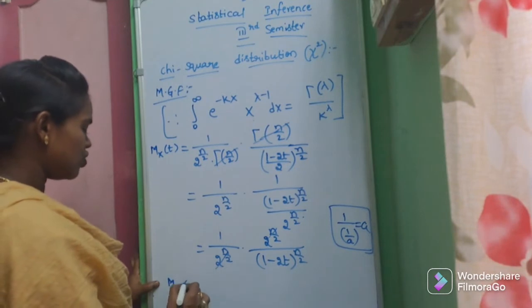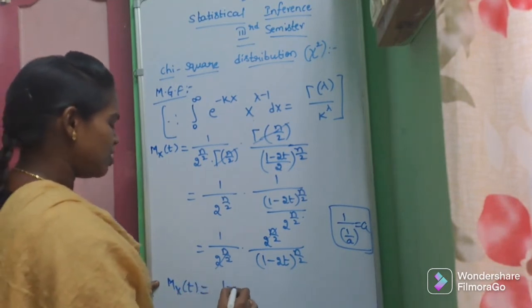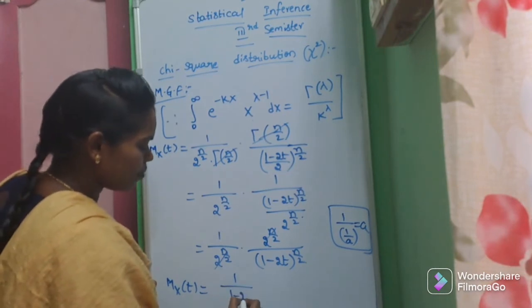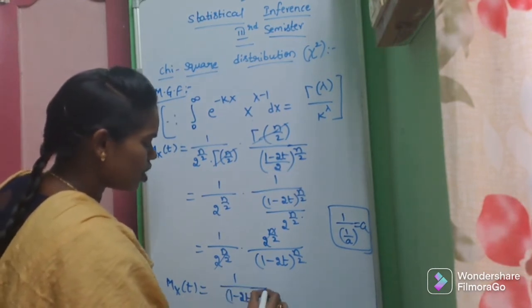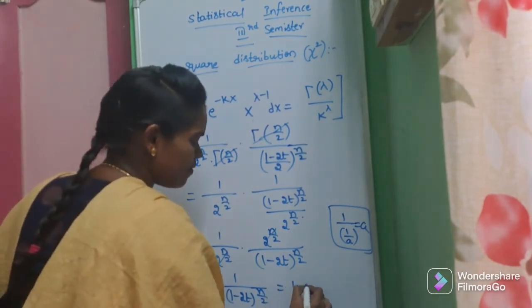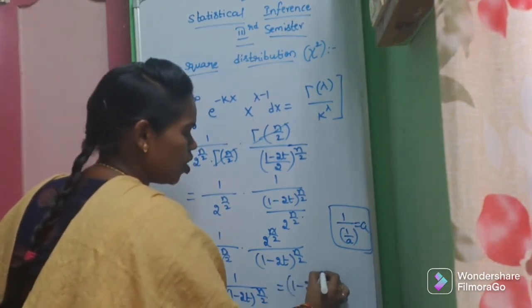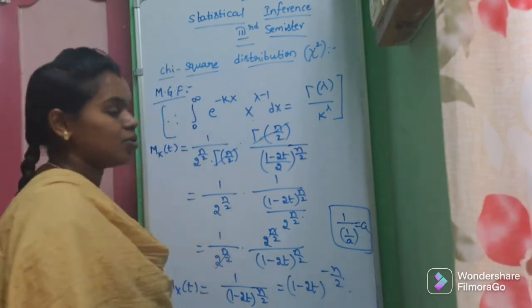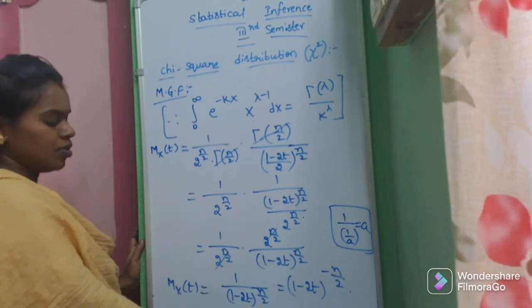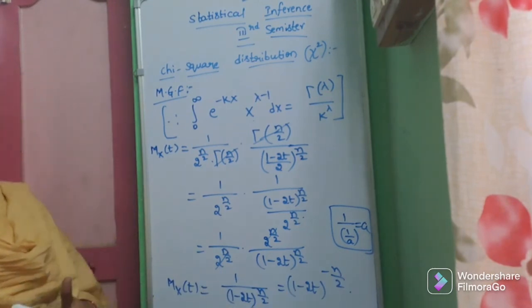Finally, the moment generating function Mx of t is equal to 1 by (1 minus 2t) whole power n by 2. So we can write it as (1 minus 2t) whole power minus n by 2, because the denominator moving to the numerator becomes negative. This is our moment generating function.